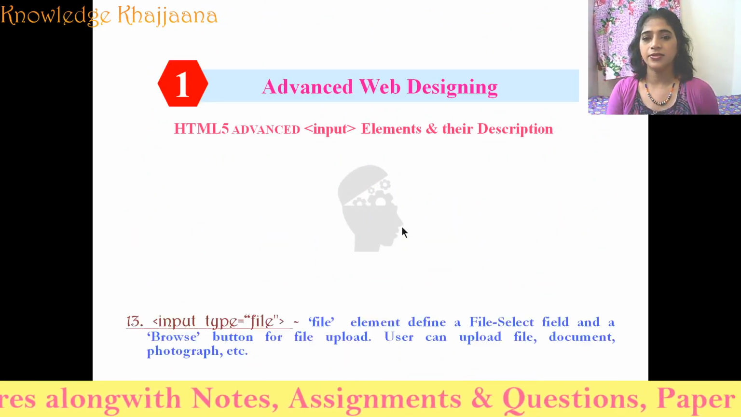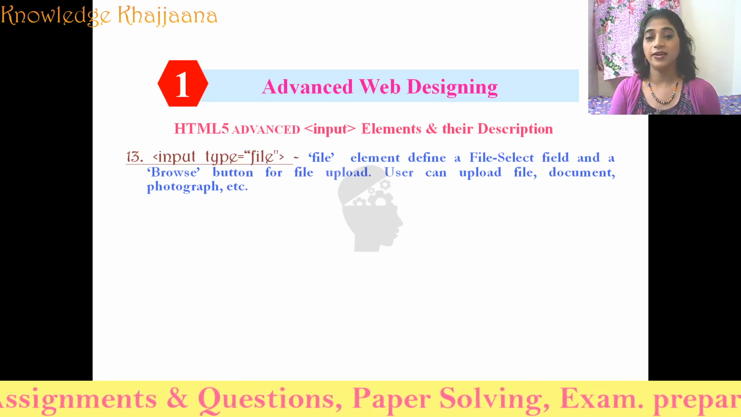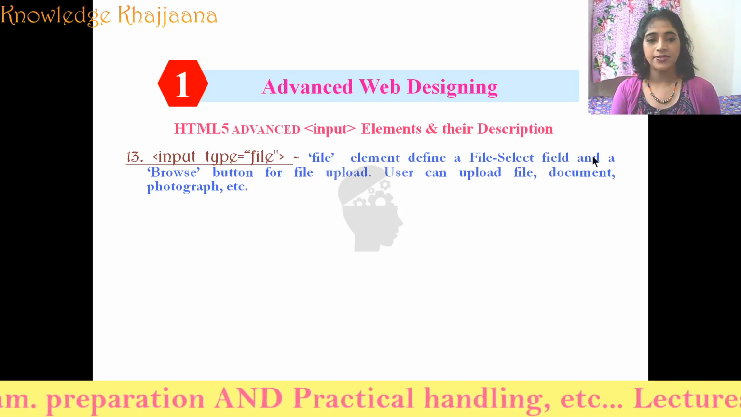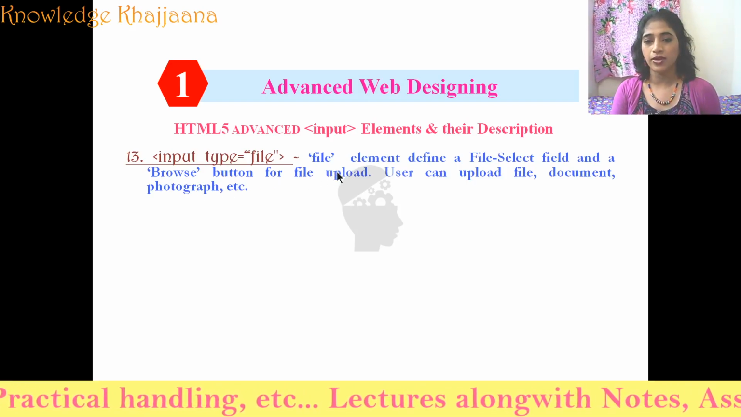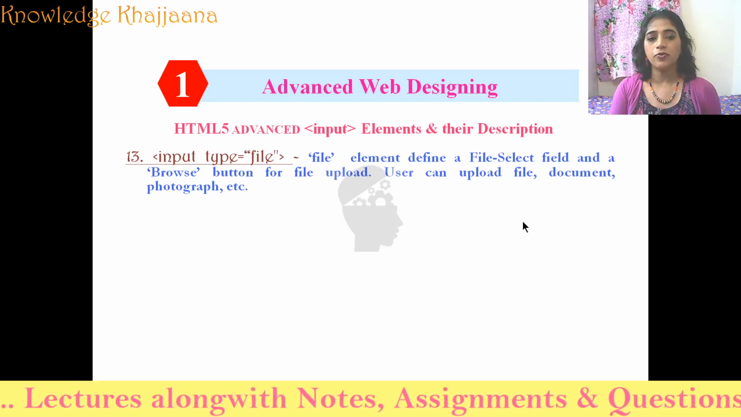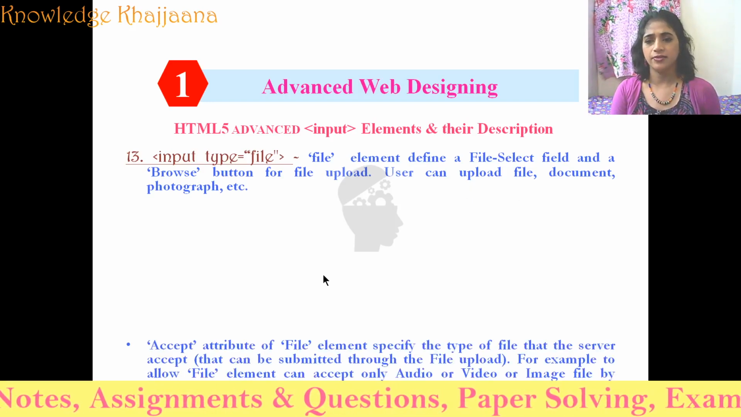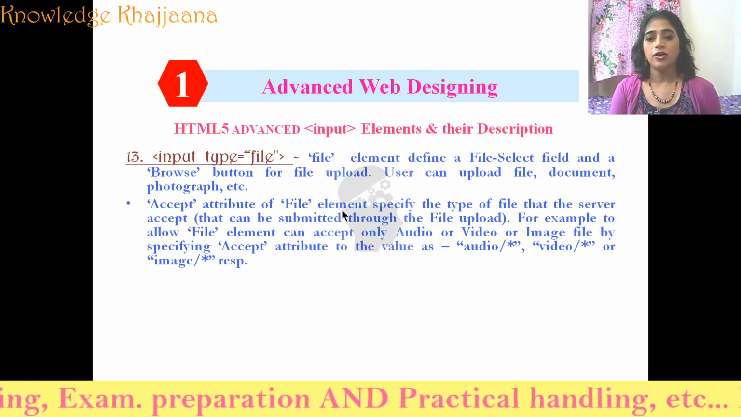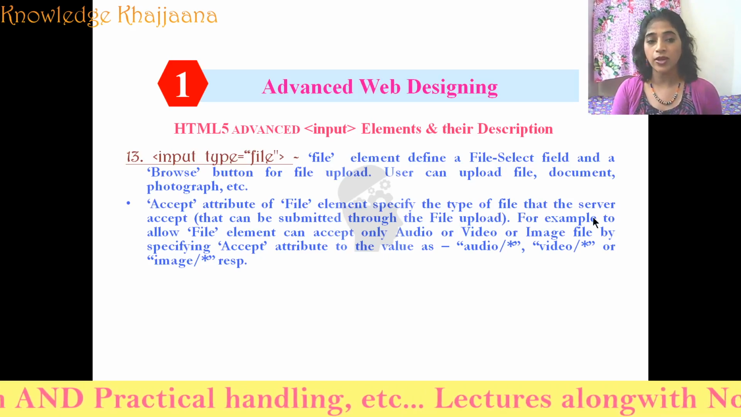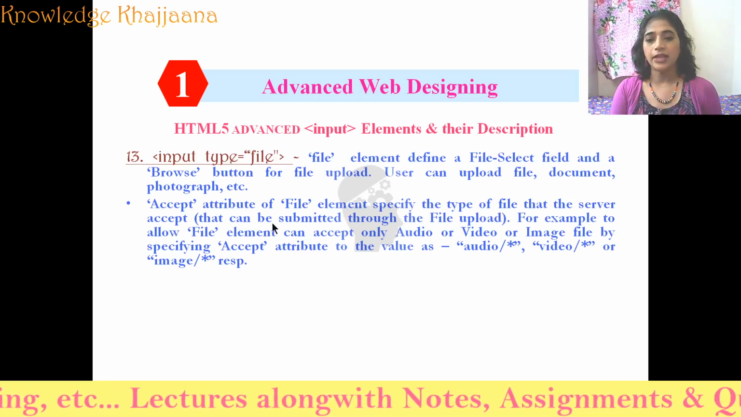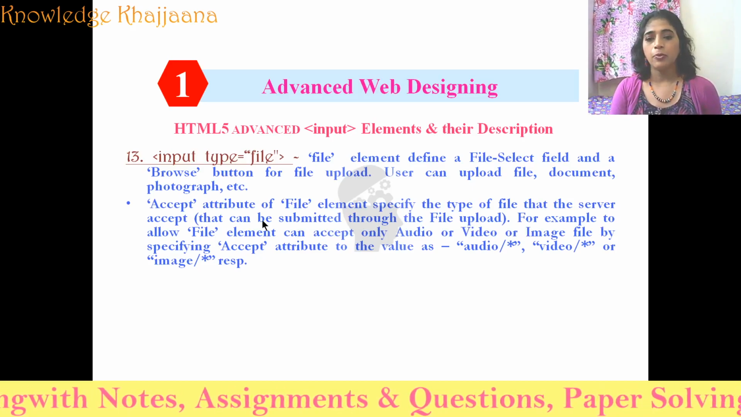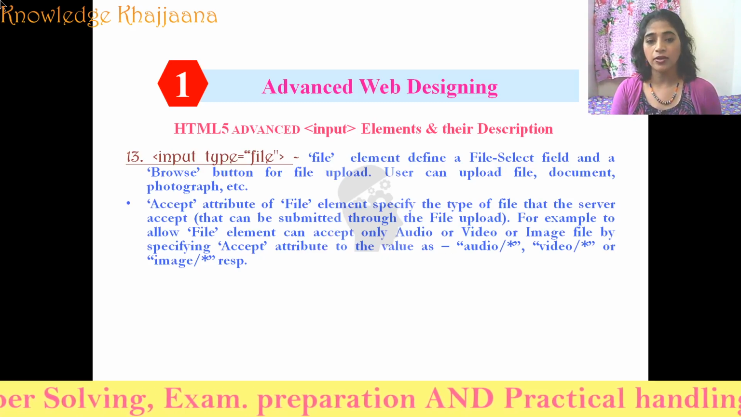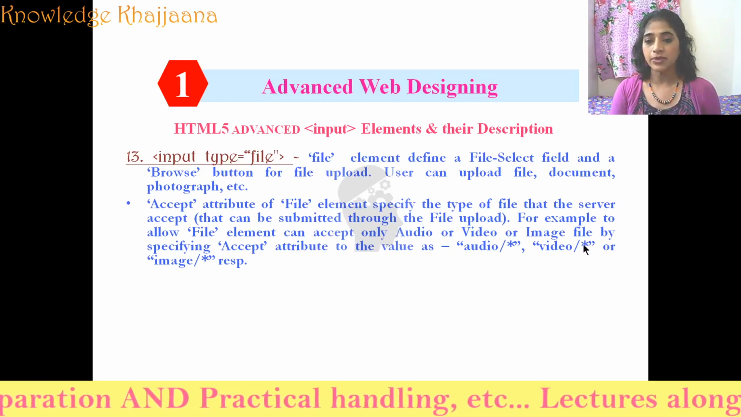The next element is input type is equal to file. Again an interesting element. See, the file element defines a file select field and a browse button for the file upload. User can upload files, documents, photographs, anything. The important accept attribute of the file element specifies the type of file that the server accepts that can be submitted to the file upload. For example, the file element can accept only audio file or video file or image file.